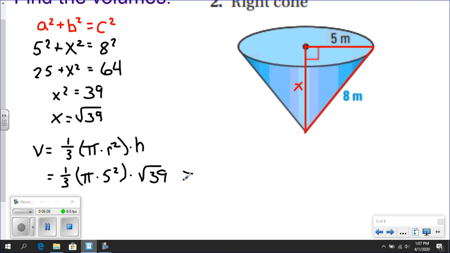And if you plug that into your calculator, you should get approximately 163.49. We're in meters, so meters cubed. And that is my final answer.